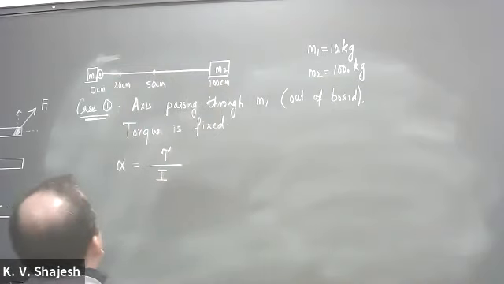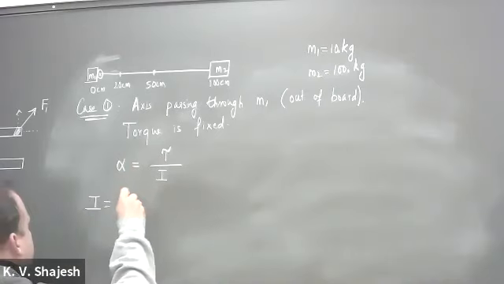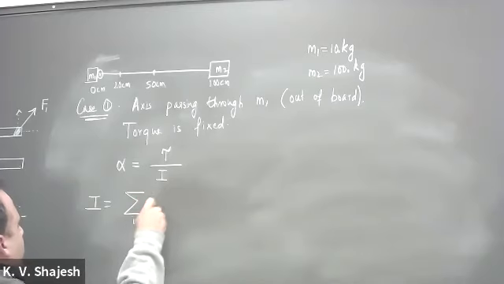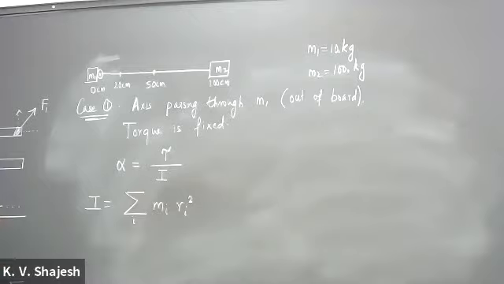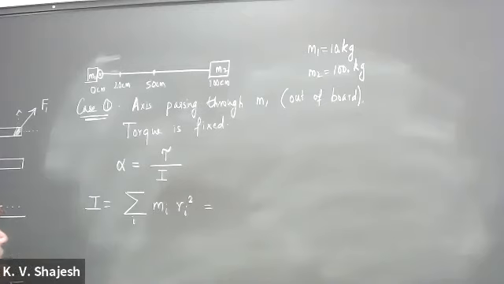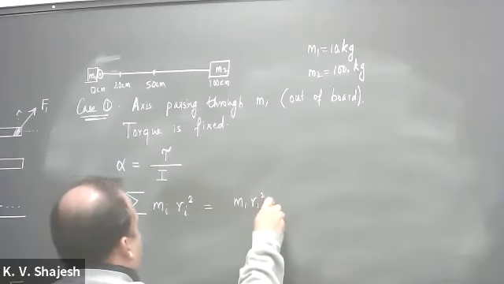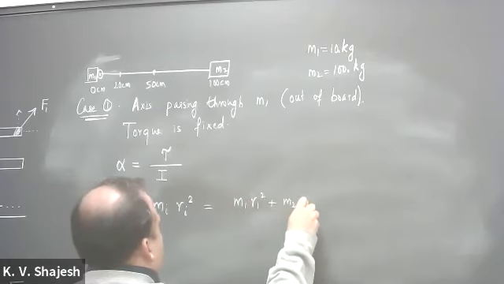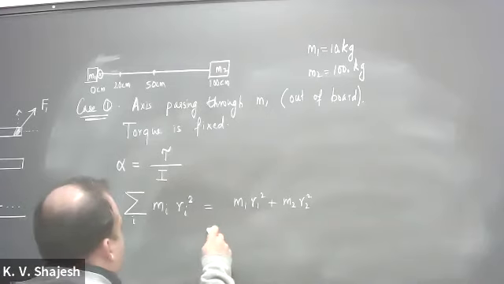So the moment of inertia about 0.0 would be, before I can calculate the angular acceleration, I need to calculate I. So that's the sum over m_i times r_i squared. There are only two masses, so I have to ask how far each of the masses is from the axis. So that's m1 r1 squared plus m2 r2 squared. Right? There are only two distances involved.